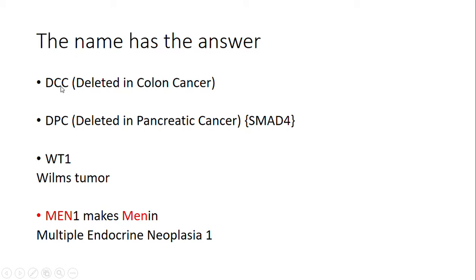Deleted in colon cancer is associated with colon cancer. Deleted in pancreatic cancer is associated with pancreatic cancer. Another name for it is SMAD4. Wilms tumor 1 is associated with Wilms tumor. MEN1, which makes menin, is associated with MEN1 syndrome.